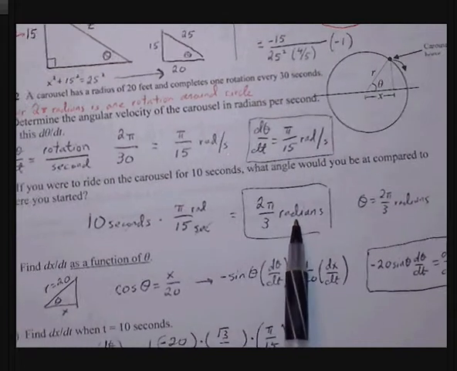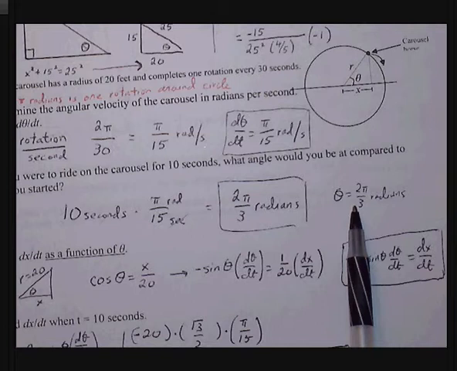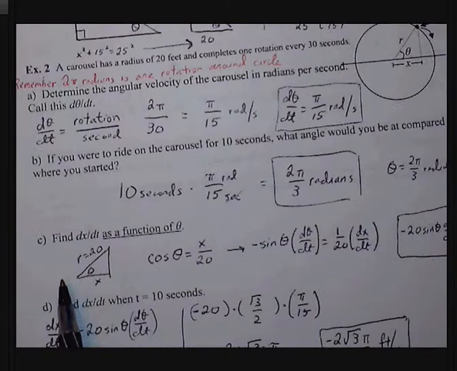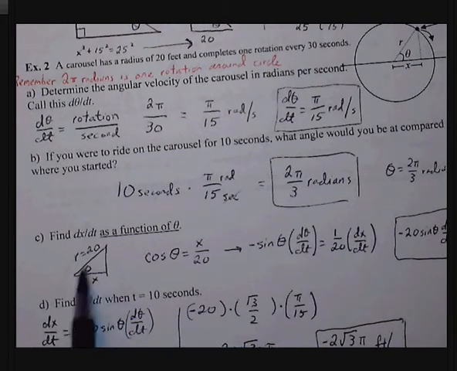Okay, finally, find dx dt as a function of theta. Okay, we know that this is x. We know radius is 20. The hypotenuse is never changing. And to relate these variables along with theta, we can use cosine. Right? Cosine of theta is equal to x over 20.